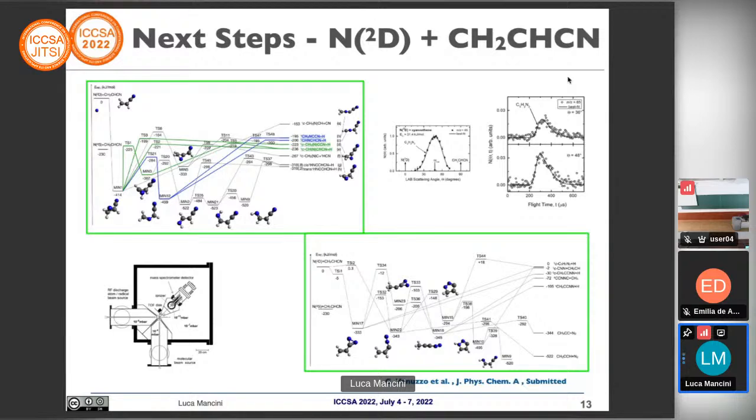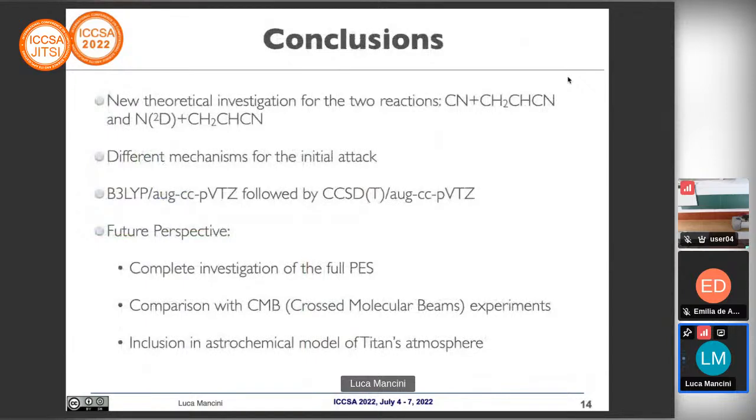So to conclude, we performed a new theoretical investigation of the two reactions between acrylonitrile and two reactive species, CN and nitrogen, and we found two different mechanisms for the initial attack. In particular, the CN attacks the carbon atom of the acrylonitrile molecule, leading to the formation of a new carbon-carbon bond, while the atomic nitrogen attacked the double bond of the molecule, leading to the formation of a cyclic intermediate.